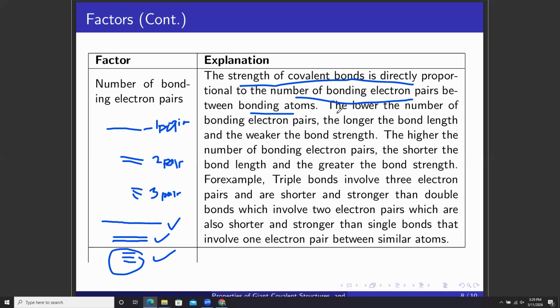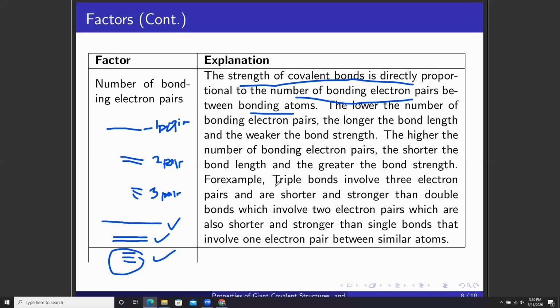The lower the number of bonding electron pairs, the longer the bond length and the weaker the bond strength. For the single covalent bond where we have 1 pair, the bond is long and it is weaker. The higher the number, 3 pairs, too much electron density, that bond will be shorter and greater.